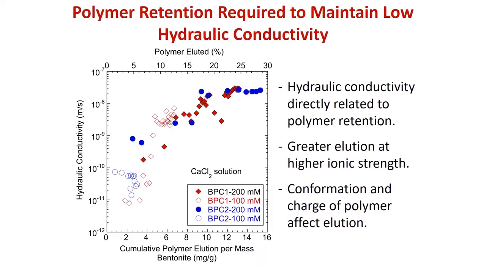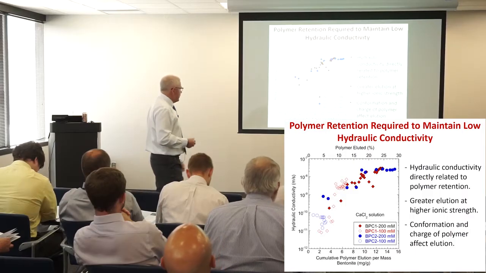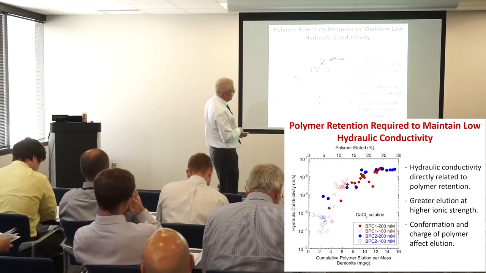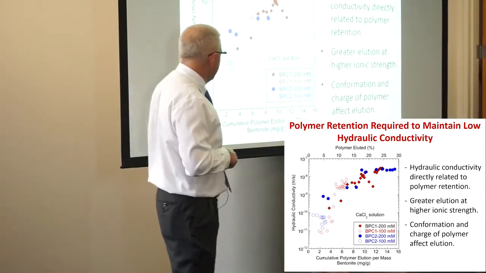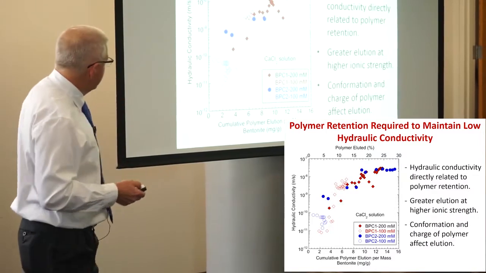The other side of that we found on this too is not only having enough in there, but also keeping it in the pore space. So if you put enough in there to begin with and it doesn't stay in there, it's not going to do you much good. And so we found that if some of the polymers would elute or flow out of the system, the conductivity would increase.